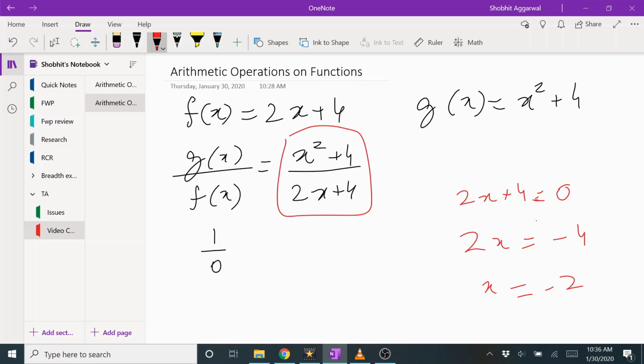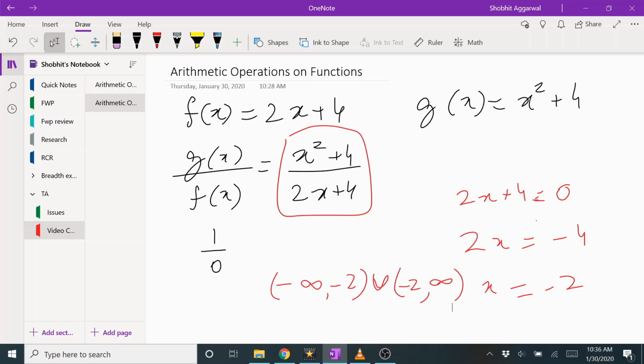So the domain for this function is minus infinity to minus 2, union minus 2 to infinity.